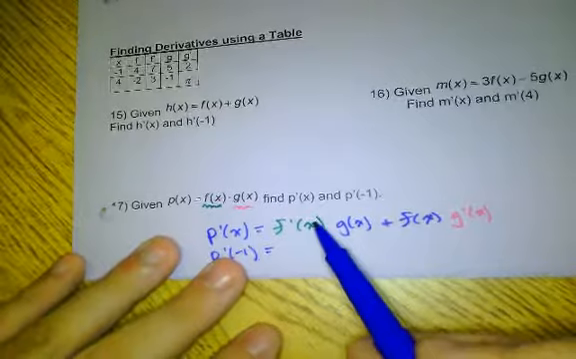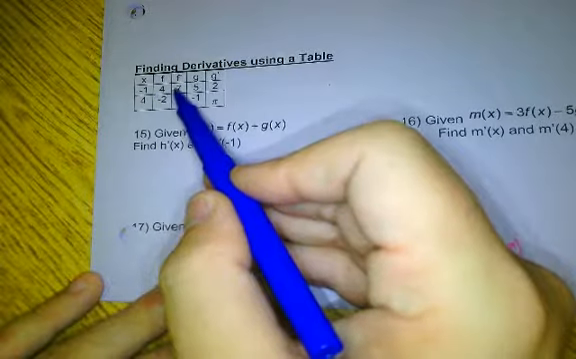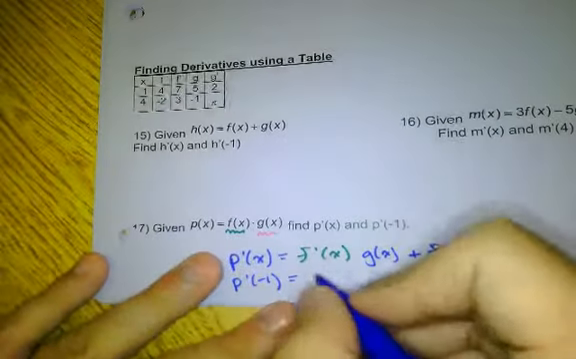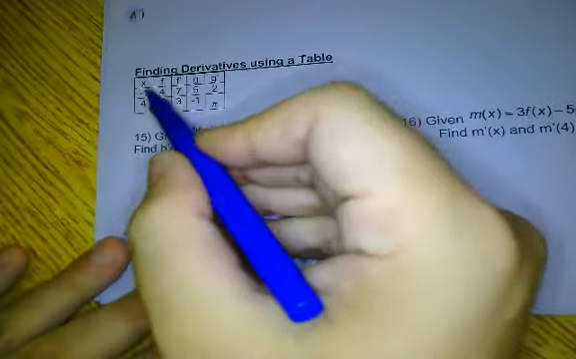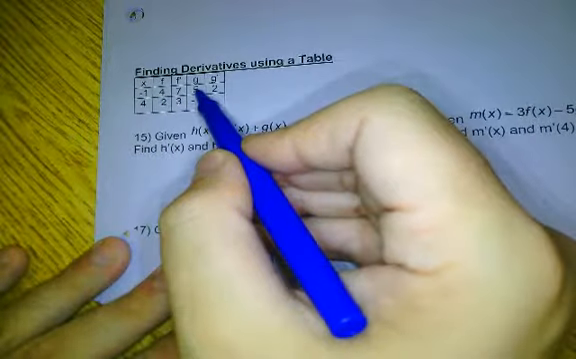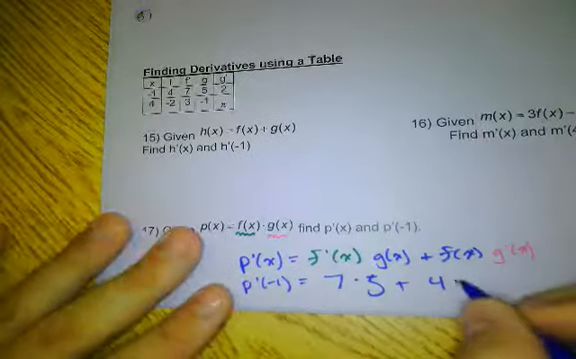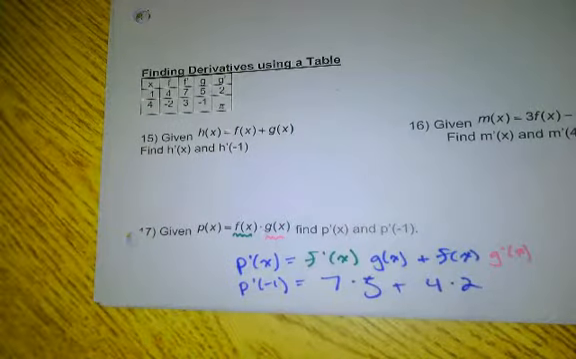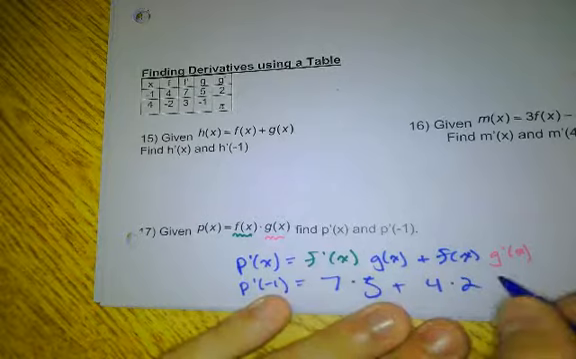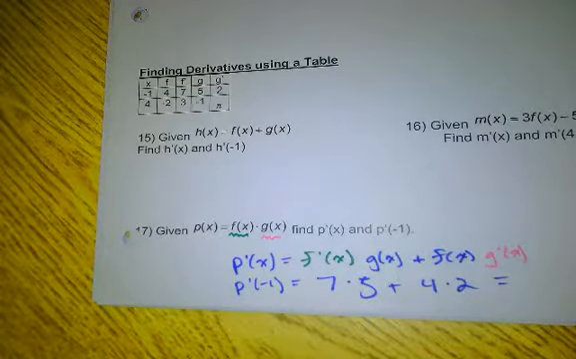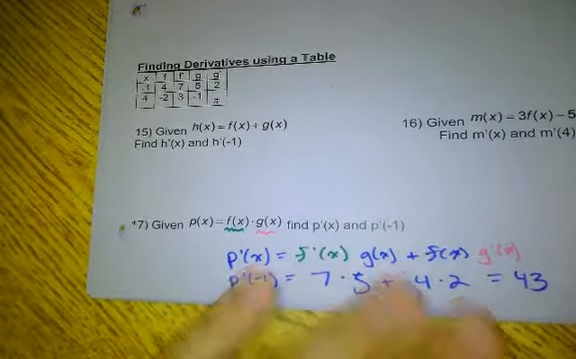And we're going to get, what's f prime of -1? Look at our table at -1. What's f prime? 7. What's g at -1? 5. Plus, what's f at -1? 4. What's g prime at -1? You notice how we used everything in that table? It all got used. So this equals 43.